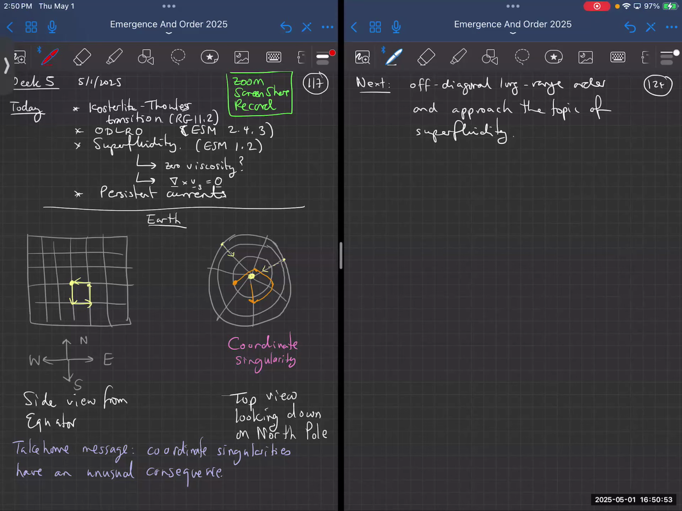Okay, so let me find my place in the notes. And I want to skip ahead some of the quantum mechanical stuff. So this is what I want to talk about. This is section 2.4.3 in my class notes. And what I want to show you is that off-diagonal long-range order gives you superfluidity.